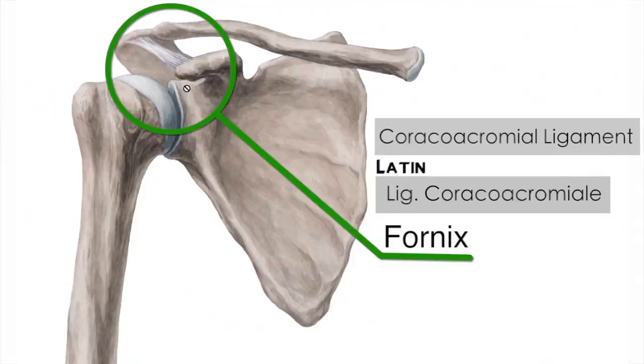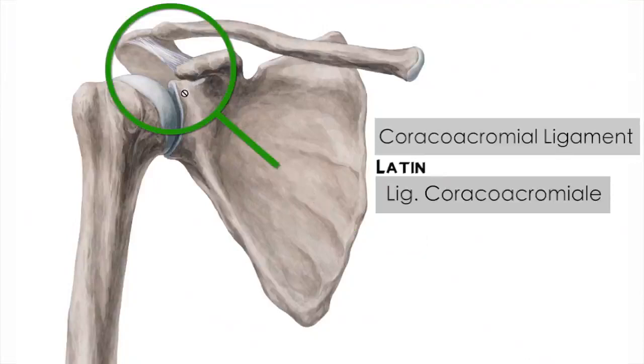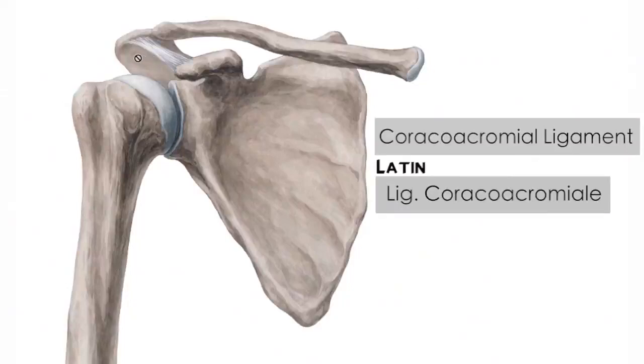An example of that is that abduction can only happen up to 90 degrees, because the greater tuberosity of the humerus, as you can see here on this image right here, will then come into contact with this ligament and prevent further movement.